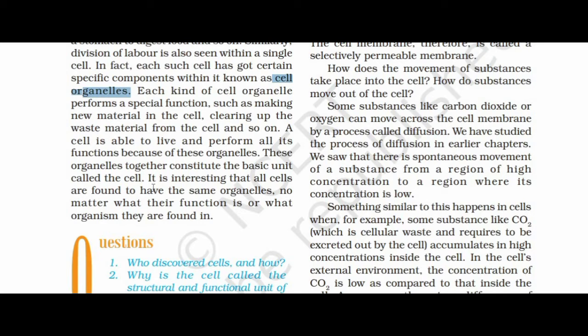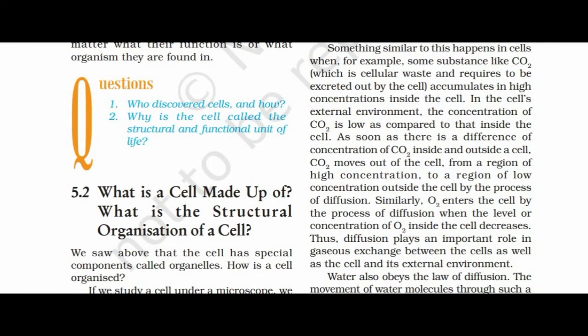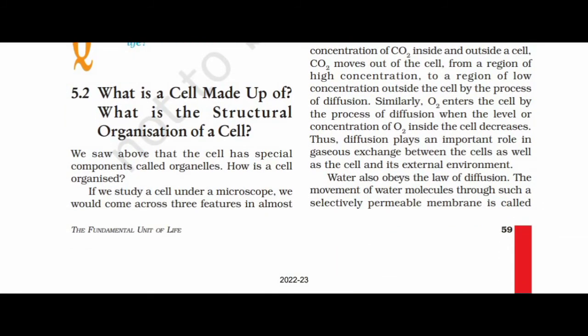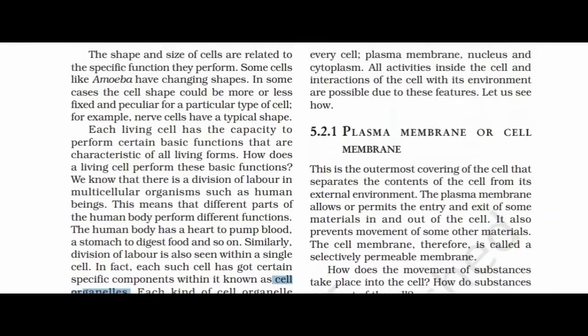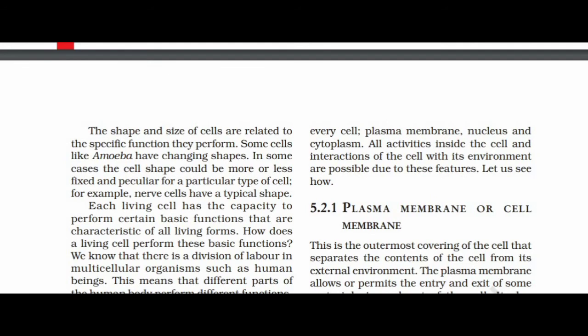So now let us see what is given further. What is a cell made up of? What is the structural organization of a cell? We saw above that the cell has special components called organelles. How is a cell organized? If we study a cell under a microscope, we would come across three features in almost every cell. In almost every cell there are three features: plasma membrane, nucleus, and cytoplasm.